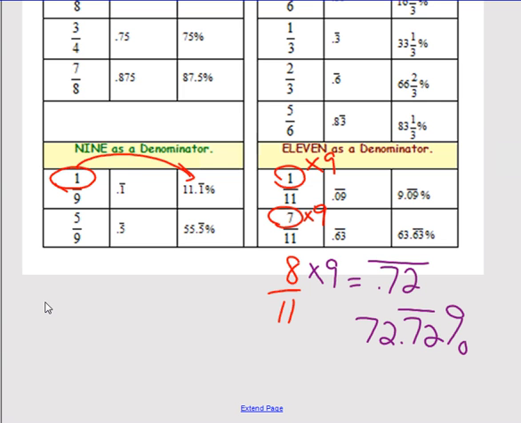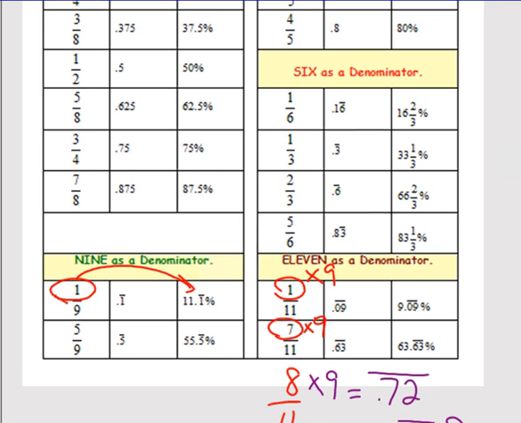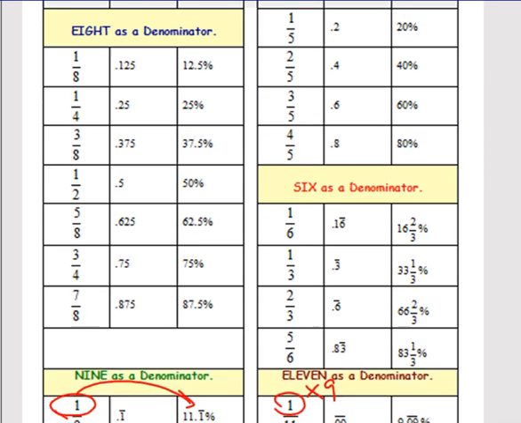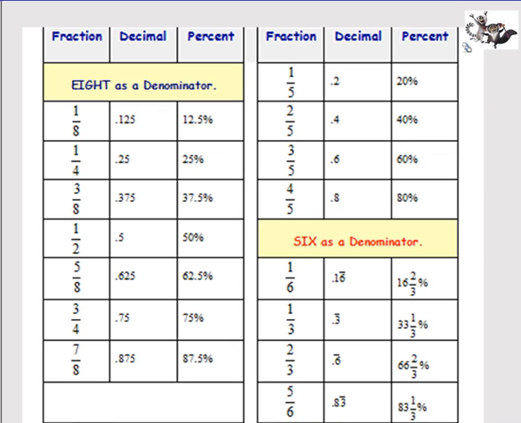So here are some shortcuts. These are a lot of fractions that you will see in classrooms. You'll also see them in sports. Good luck with it. Hopefully this was helpful.